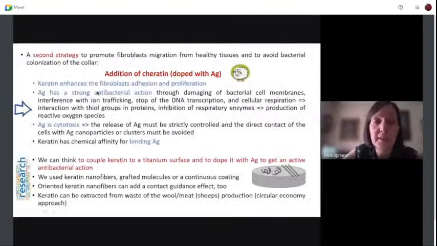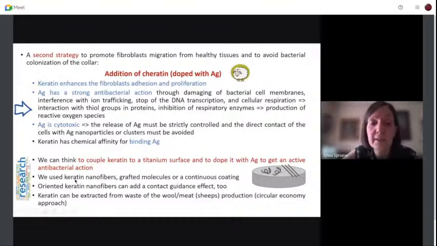When you were talking about keratin and fibroblasts. Okay. So it is already known in literature that keratin is able to enhance the fibroblast adhesion and proliferation. And we know that silver has a strong antibacterial action through different mechanisms. But we also know that silver is cytotoxic. So it is not easy to find the proper dose of silver able to have an active antibacterial action without cytotoxicity. What we explored at Politecnico is to couple keratin to a titanium surface and to dope it with silver in order to get an active antibacterial action and an enhancement of fibroblast adhesion.